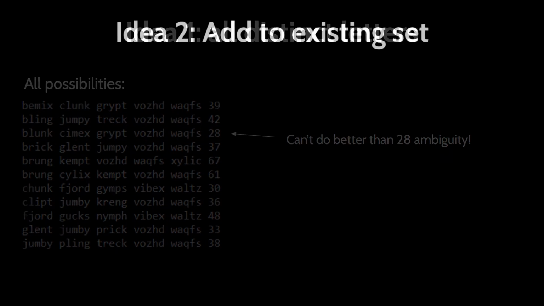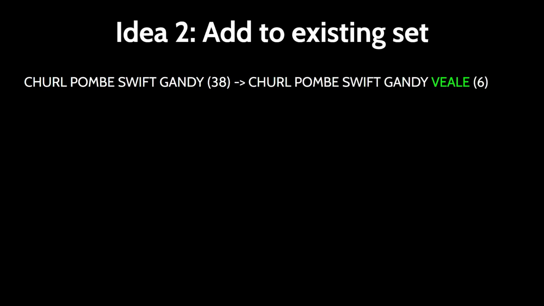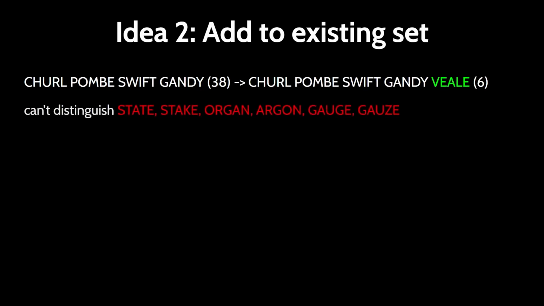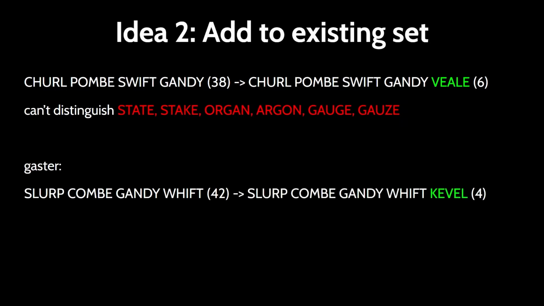The other competing idea was to add a 5th word to an existing 4-word set. The best-known 4-word set is Churl, Palm, Swift, and Gandy, and the best word to add on to this is veal, which reduces the ambiguity from 38 to 6. Speedrunner Gaster was able to construct an even better 5-word set using a slightly worse 4-word set, and adding the word kevel. Kevel is a good addition since it includes a K and a V, as well as additional instances of E, the most common letter. Both of these sets are unable to distinguish similar sets of words, which are especially hard to separate.